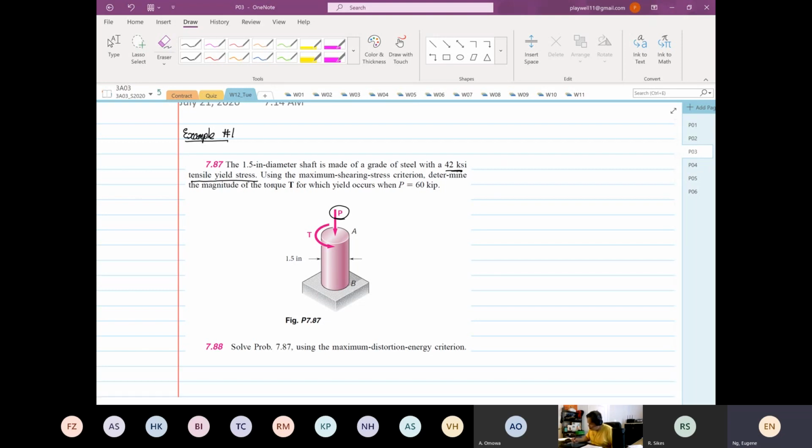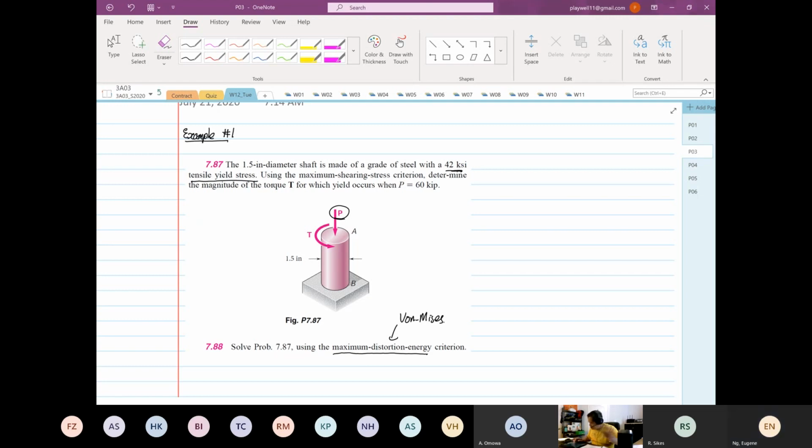Okay, but I'm not going to use maximum shear stress. In fact, I'm going to use the maximum energy criteria. So we're going to look at maximum distortion energy, and this is going to be based on von Mises first. Then later on, we're going to do Tresca. When we finish, we're going to compare and see which is more conservative, and why von Mises is less conservative.